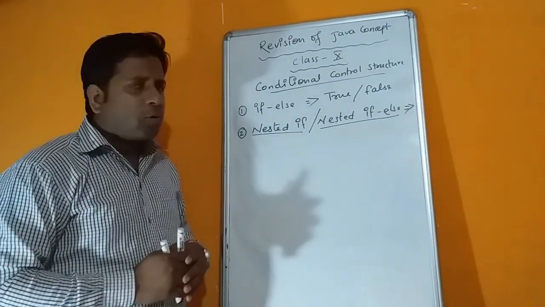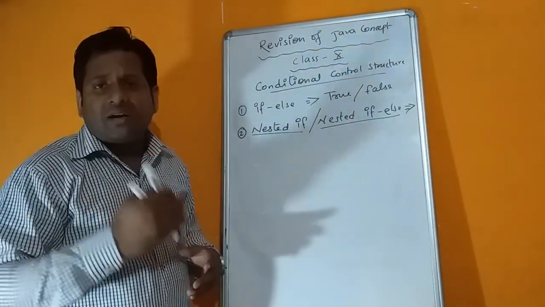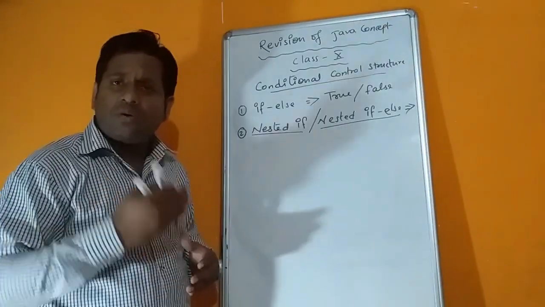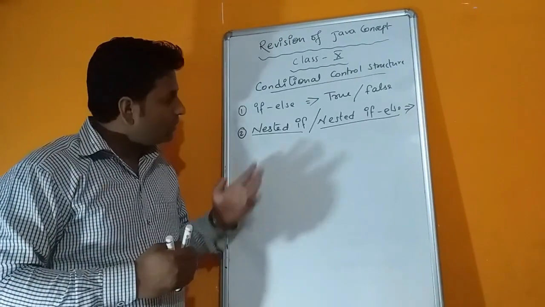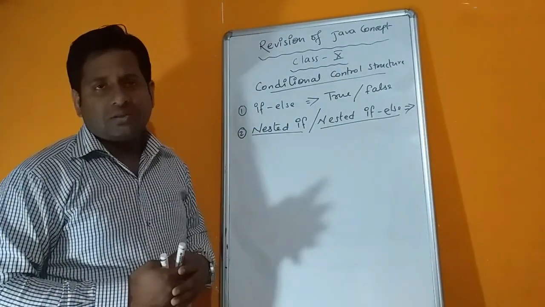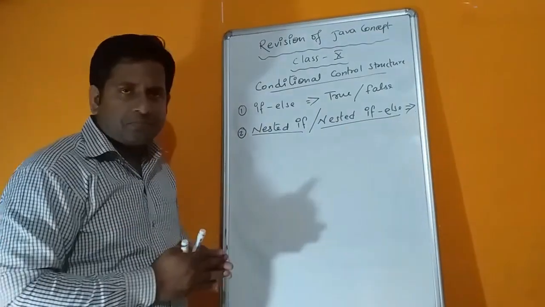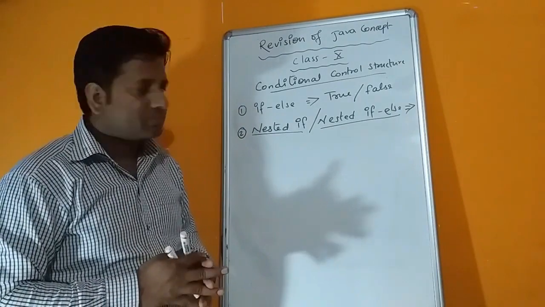There are so many programs like calculating the grade or displaying the grade of a student. So the grade may be first division, second division, third division, or maybe fail. See how many conditions you have? 4 conditions. You have to use nested if else. You can use nested if also, no problem. The option is there, whichever you feel comfortable with, you can use that.